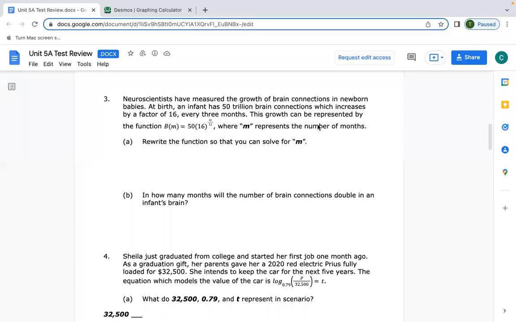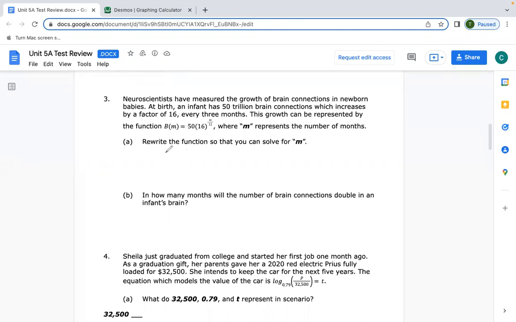All right, so it says neuroscientists have measured the growth of the brain connections in newborn babies. At birth, an infant has 50 trillion brain connections, which increases by a factor of 16 every 3 months. This growth can be represented by that equation, where m represents the number of months. Rewrite the function so that you can solve for m. Okay, so we're going to rewrite this function so we can solve for m.